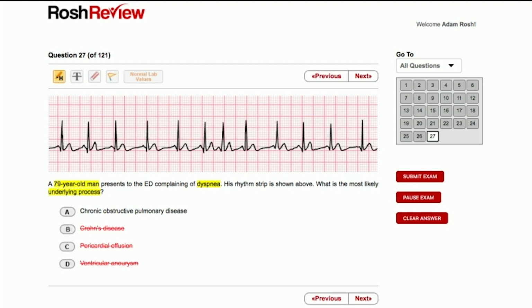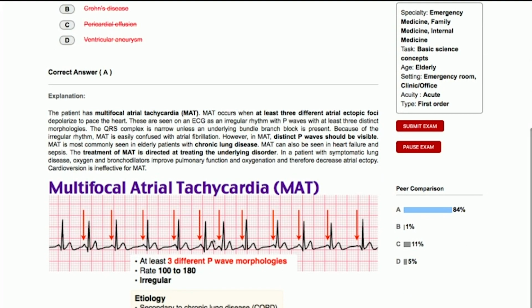The way you manage it is to treat the underlying condition. And almost classically, this is associated with chronic obstructive pulmonary disease, COPD. So you manage their COPD, you give them oxygen, you give them bronchodilators, and that should treat the underlying rhythm. You may also see MAT in any chronic lung disease. You can see it in heart failure. You can see it in sepsis as well. So let's go with answer choice A, chronic obstructive pulmonary disease. And sure enough, that is what we get. That's the correct answer.